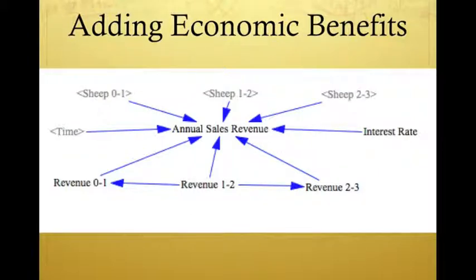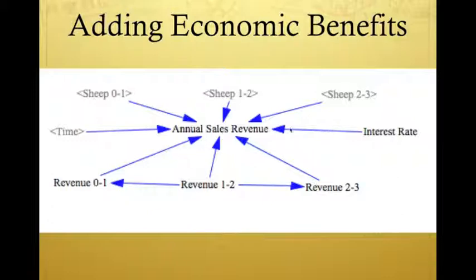In order to answer this question, and going back to the economics issue, you can actually incorporate economic benefits into the system. In the Vensim model, there is a module that we go through in which you have some annual sales revenue. The sales revenue is obtained by selling sheep, so you can sell all cohorts of sheep that are in the commons.